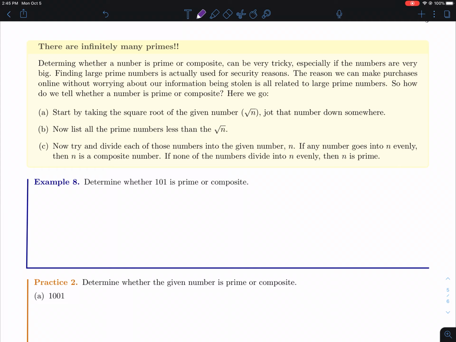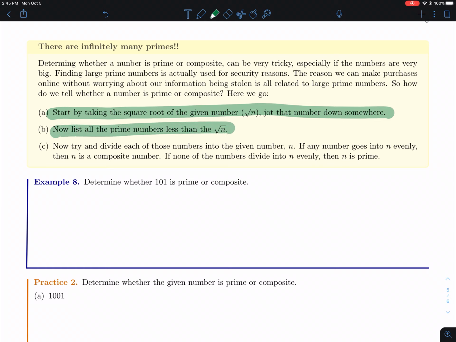And so, do you want to divide, try every 20 or 30, or do you only have to try a couple? So the key, if we look above, is that we start by finding the square root of the given number and jot that down. Then we list all the prime numbers that are less than that square root and test those, to see if they divide into it. If any of them divide into it evenly, then the number is not prime. If none of those work, then the number is prime.